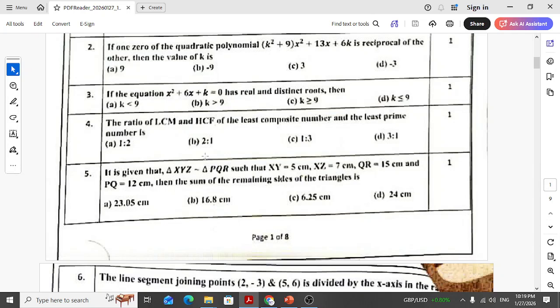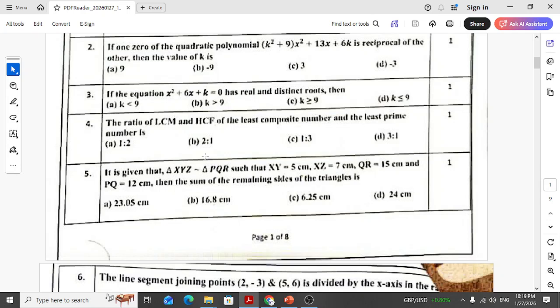Length of a tangent drawn from a point 8 centimeter away from the center of a circle. So we will draw a circle, and from the center 8 centimeter away, a tangent is drawn, and the circle's radius is 6. This is 90 degrees, so this is the hypotenuse. To get this value, it will be 8 square minus 6 square. So what is 8 square? 64 minus 36, we get 28.